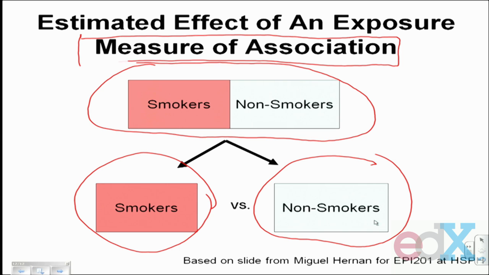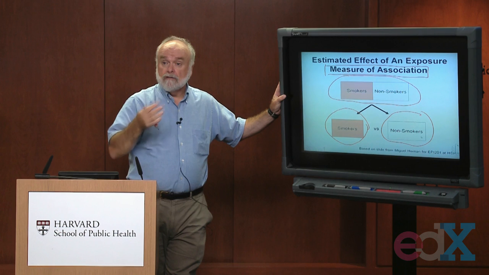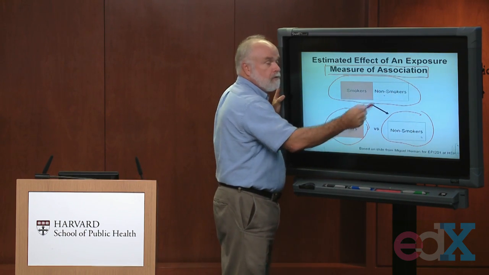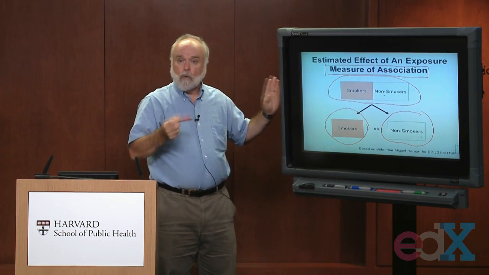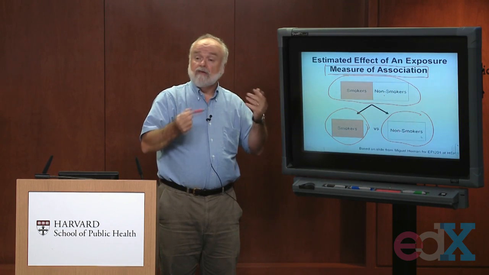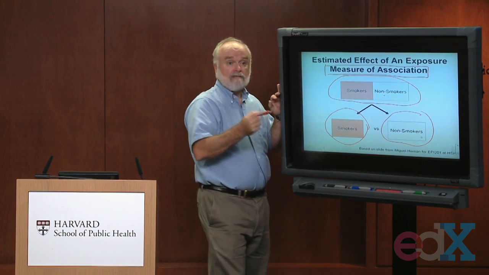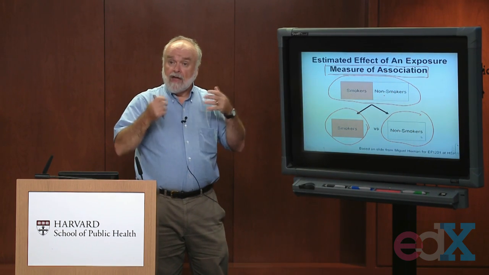Now, when will this measure of association estimate the true causal effect? Well, it's when the non-smokers, the blue box, estimate what would happen to the smokers had they never smoked, which is the same thing as saying the red box, the smokers, estimate what would happen to the non-smokers had they never smoked. And that requires that we be free of confounding in our study and free of bias. Those are two topics we're going to be talking about a lot in the coming weeks.